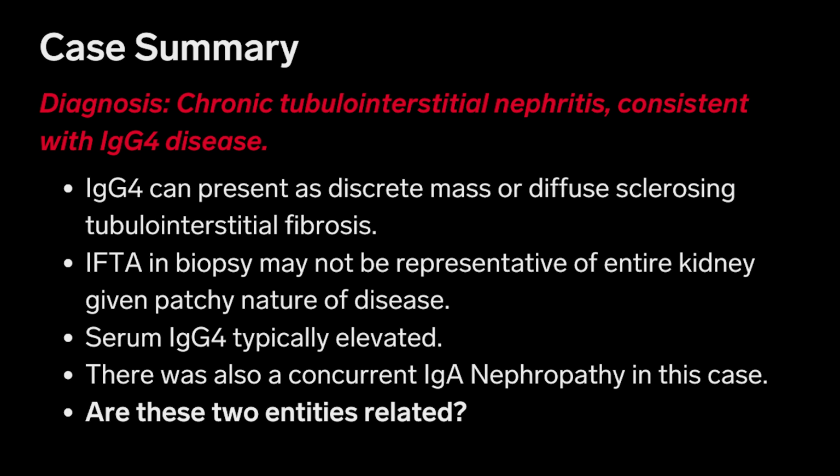Patients often have laboratory abnormalities that can support the diagnosis, such as eosinophilia, low complement, and hypergammaglobulinemia with elevation of serum IgG4 levels, which was present in this case. Additionally, in this case, glomeruli showed evidence of a concurrent IgA nephropathy with no active glomerular lesions seen by light microscopy. So let's ask the audience now if they think these two diseases in the patient are separate entities or if they are related.